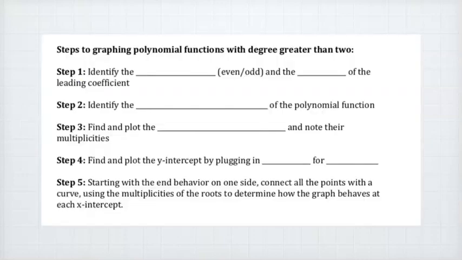If you have a polynomial function with a degree greater than 2, the first thing you want to do is identify the degree of that function. And you really want to note, is it even or odd? Because that's going to tell you a lot of information. You also want to know the sign of the leading coefficient. Is the leading coefficient positive or negative? Once you have these two things, you can identify the end behavior of that polynomial.